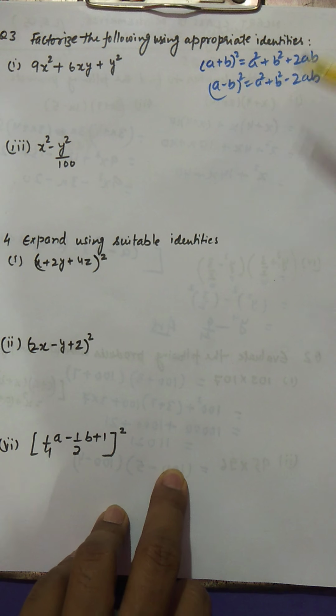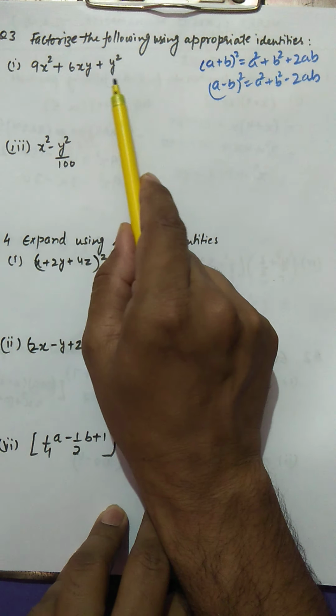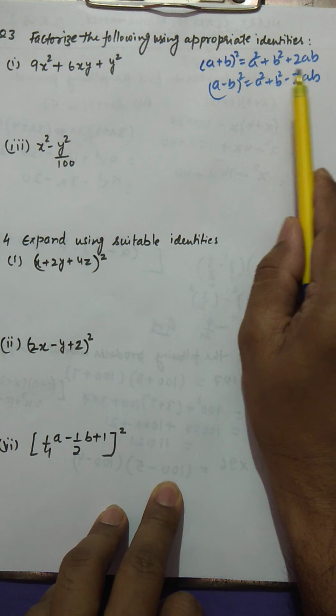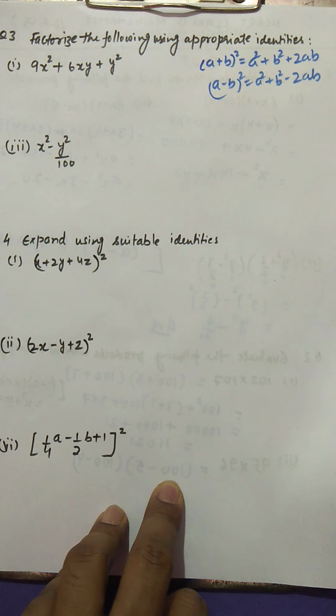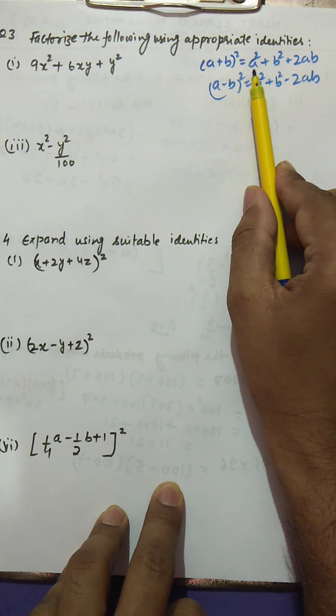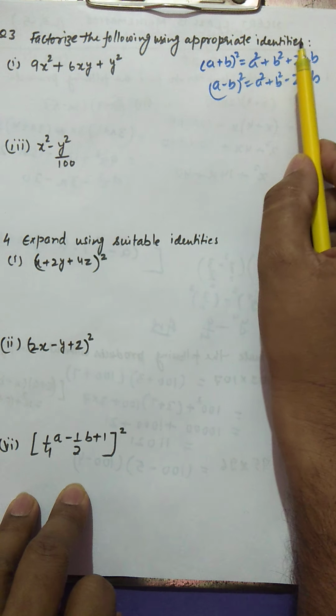So out of these two identities, you see here all terms are positive, and in this also you can see all terms are positive. So it's very clear that you are going to use the first one, but you have to convert that into this form.